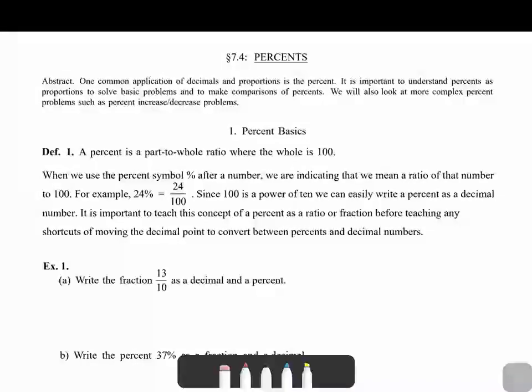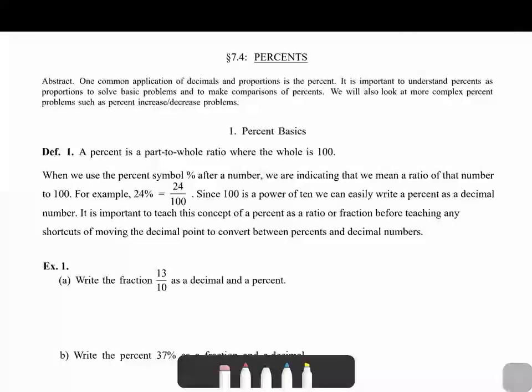Hi everyone, this is the first video for section 7.4 on percents. So just like always, if you haven't at this point, go back and make sure that you've read through the section on percents. This whole section is pretty much an application of decimals and proportions. Like I said, it's really a whole section about applications and how we use these things and why they're useful.